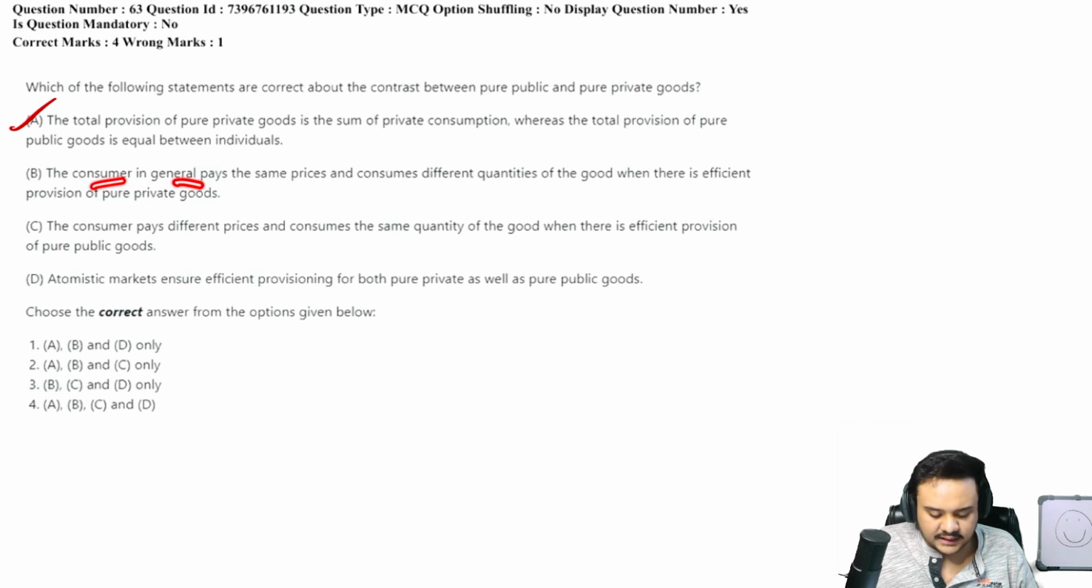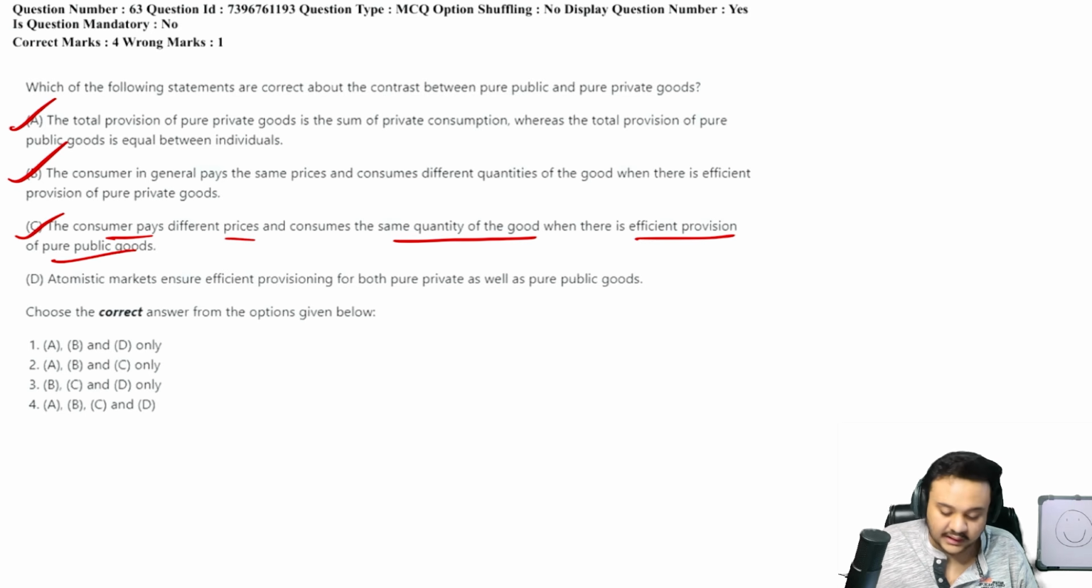The consumer in general will pay the same prices and consume different quantities of the good when there is efficient provision of pure private goods. Yes, that is true, that when there is efficiency in the private goods, then the prices will remain the same, right? But what about the public goods? The consumer pays different prices and consumes the same quantity of the good when there is efficient provision of public goods. Yes, that is also true. That is a property, that is where the Samuelson theory will come in.